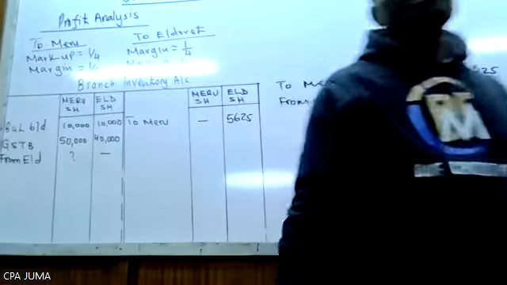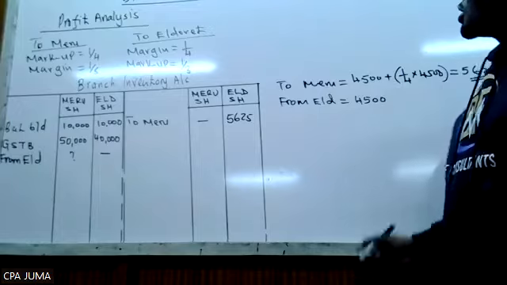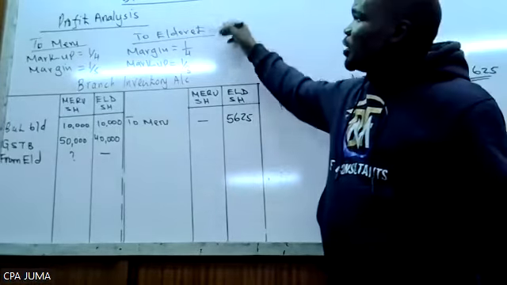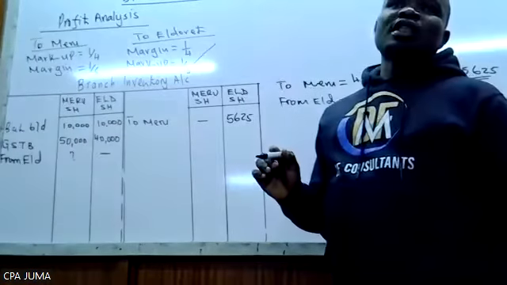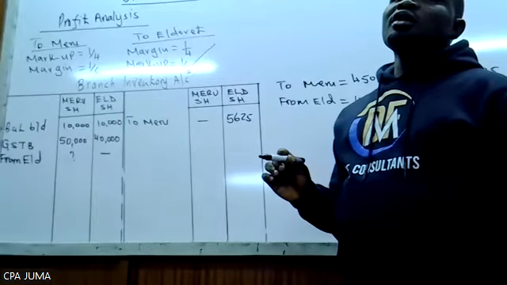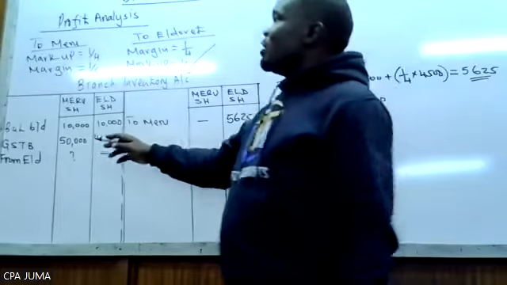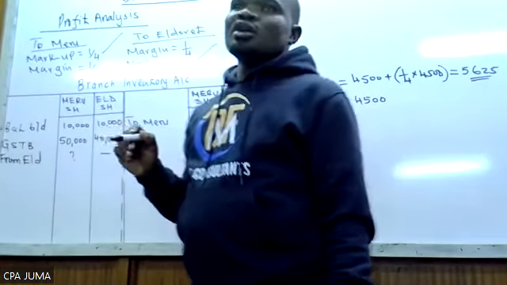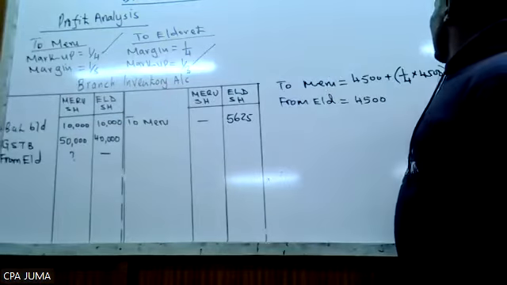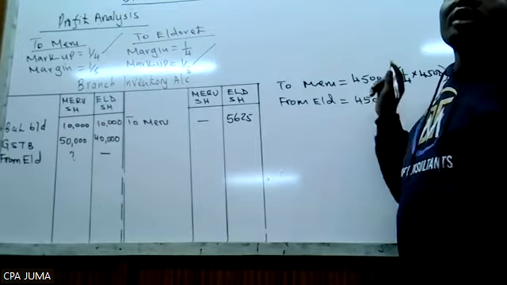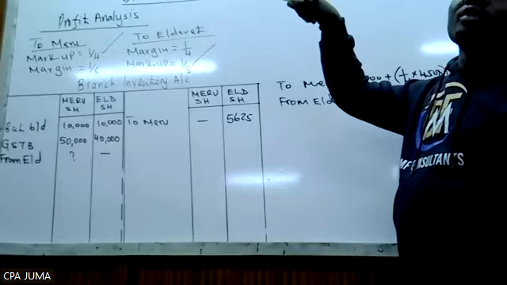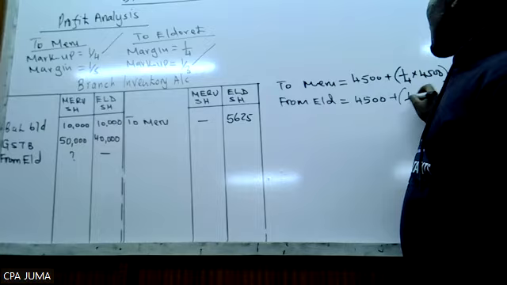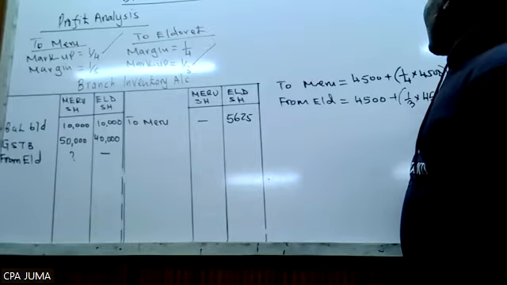In fact, you people, we have done something wrong. Check here. Eldoret will record cost plus markup. Then in Meru is where we need to record at cost plus a quarter. So what we have done, this 56.25 is how it should be received in Meru. But from Eldoret we will remove at 45 plus a third of 45.